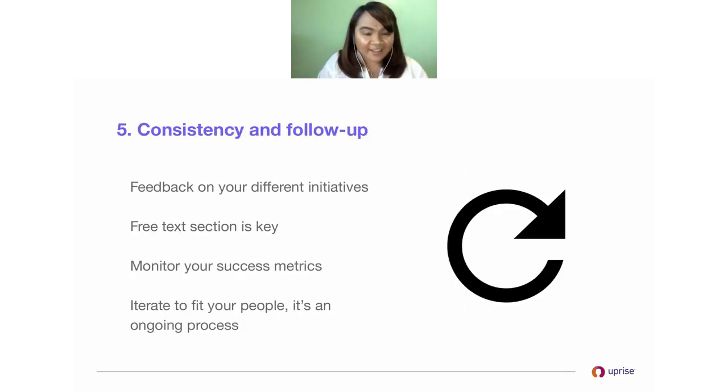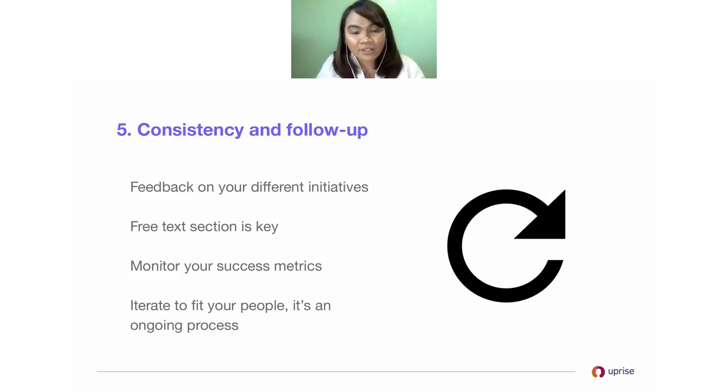Okay. All right. Last but not least is consistency and follow up. As mentioned, it's not just a one time thing that you launch the program and that's it. We have to make sure that we consistently follow up and get feedback from our employees about what they think of Uprise or your initiatives in general. Getting feedback from employees, because this is for them, is really important so that you would know what they need or what they want to see from this program itself.